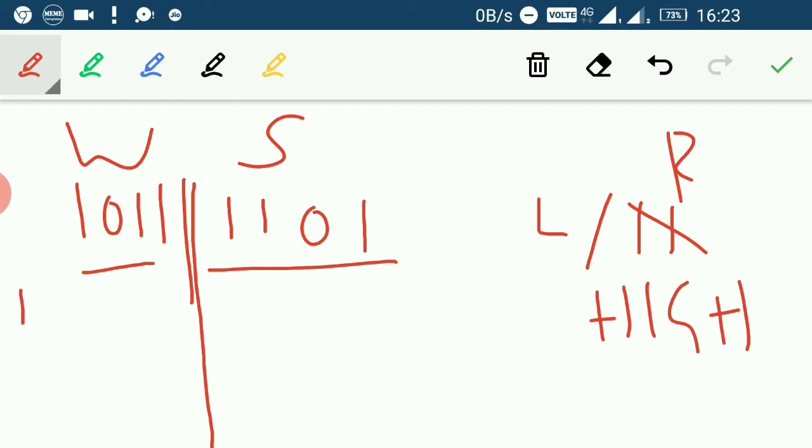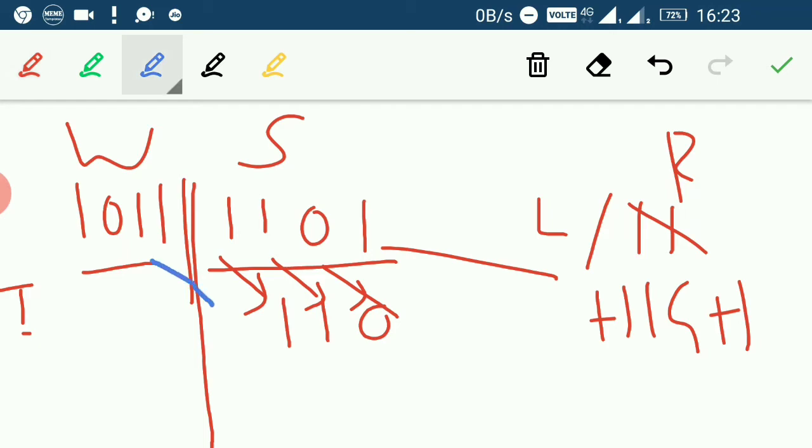So after the first clock pulse, what will happen? This is shifted from left to right. So it will be 110. This will go out. This will come here. This will come here. This will come here. Clear? And this bit will go here and we get 1110.